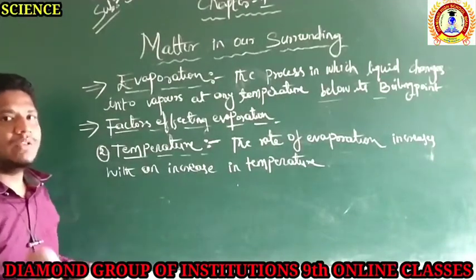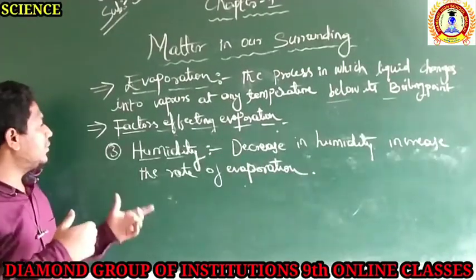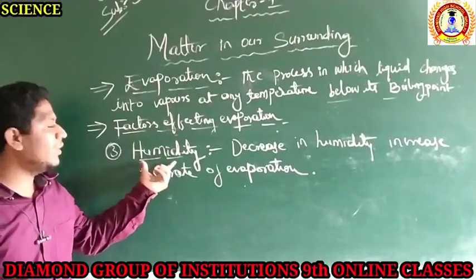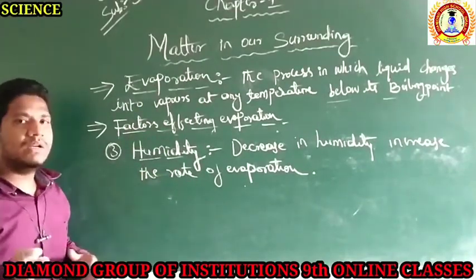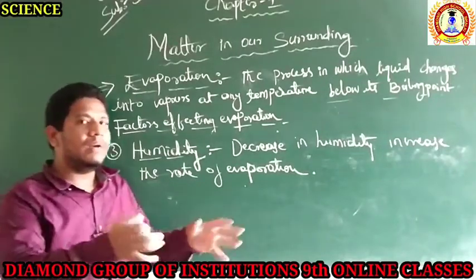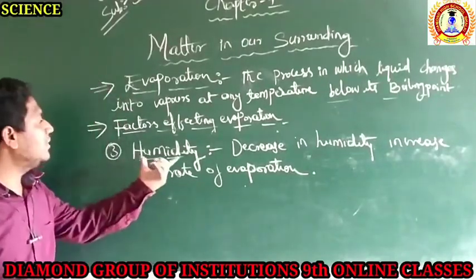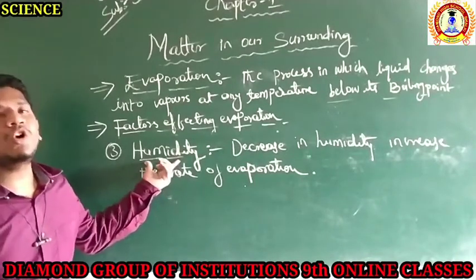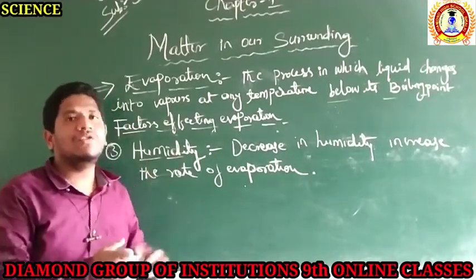So right, now we'll discuss the third. Third is, students, the humidity. The third factor affecting the evaporation is the humidity. What is the humidity? Humidity is nothing but, just write down separately what the humidity means. Humidity is the percentage of water droplets present in the atmosphere.